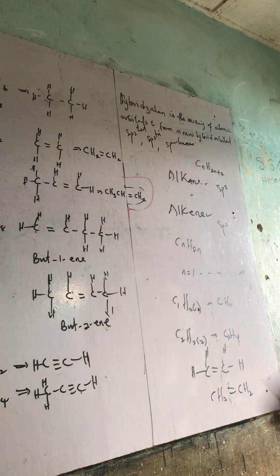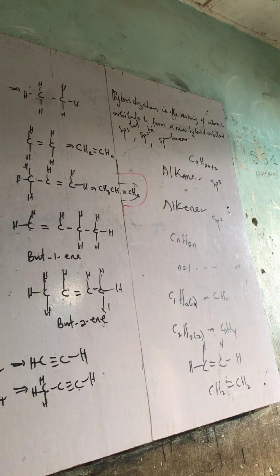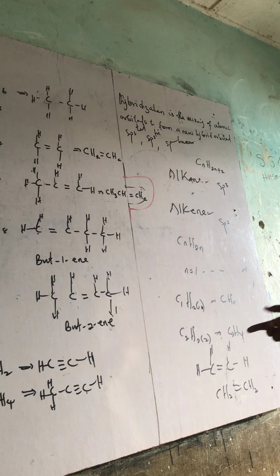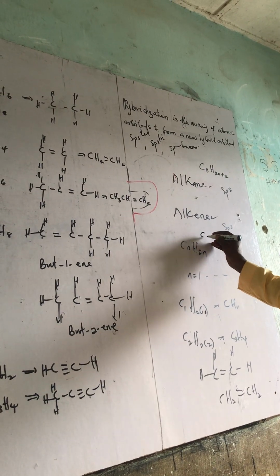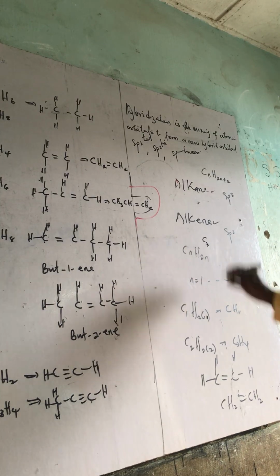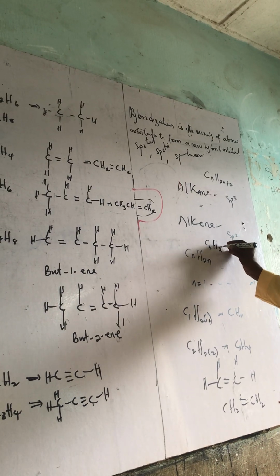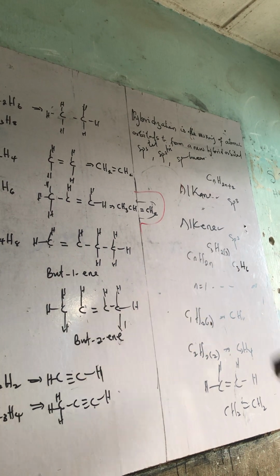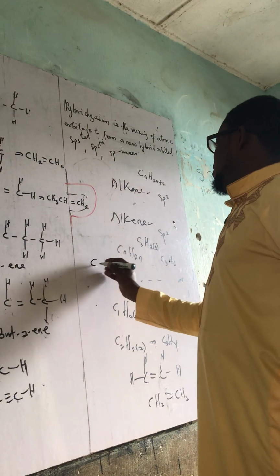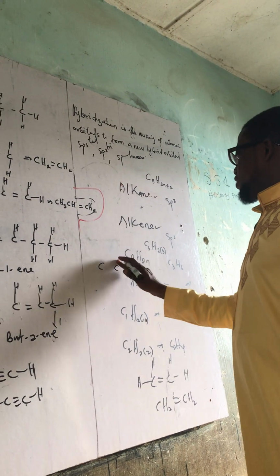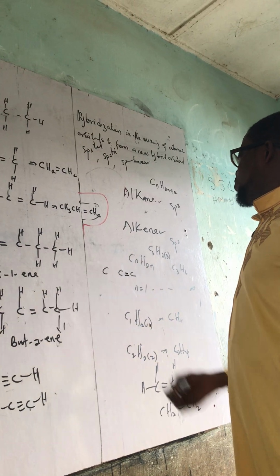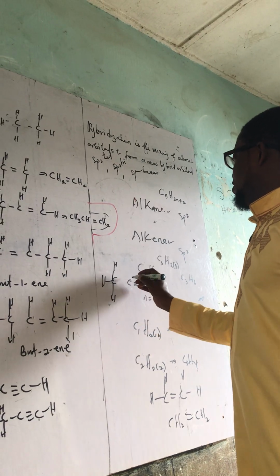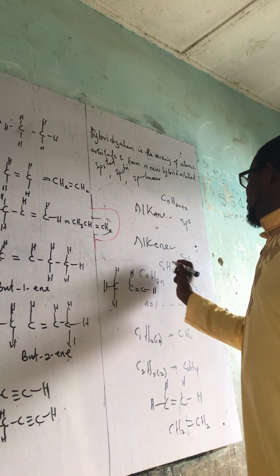So when you follow another member of the alkene family, there is always a double bond. Let me pick the next one, propene, which is the third one. Following the formula, I'll have C3, then H2 bracket 3, so I'll have C3H6. You can decide to put your double bond here or anywhere. Just put your double bond anywhere, then complete the carbons here.